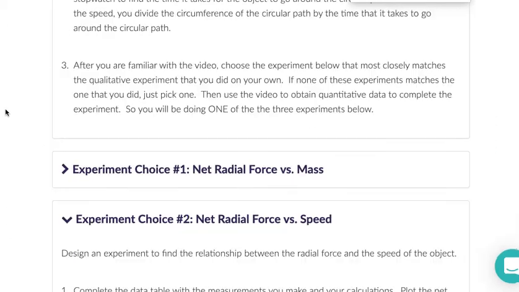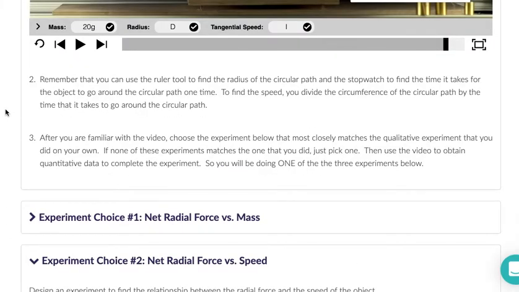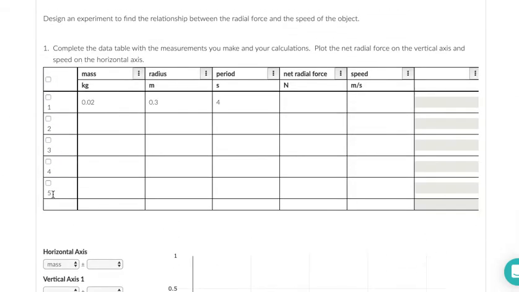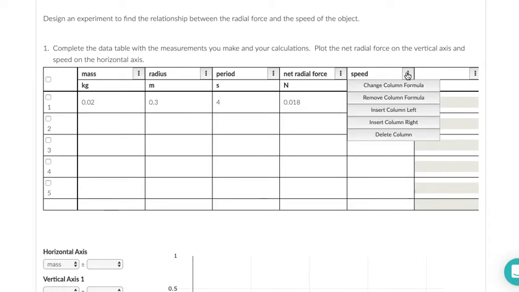Let's go ahead and go back to something that's closer to normal size here and go back to our data table. And what did we say? 0.018 for our first reading. Now, to calculate the speed, we know that it's the distance divided by the time, and since it's a circle, circumference divided by the time. So maybe we could find a formula for that.